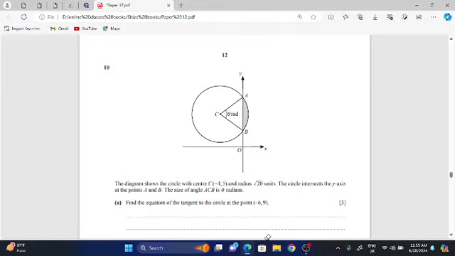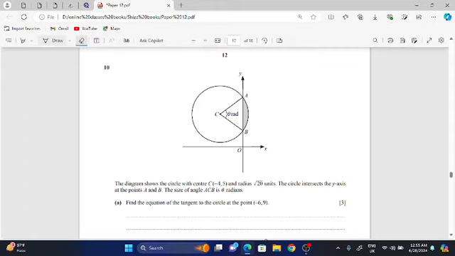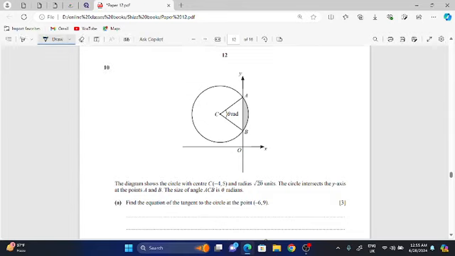Okay, question number 10 says the diagram shows a circle with center (-4, 5) and radius square root of 20 units. The circle intersects the y-axis at the points C and B. The size of the angle is theta radians. Find the equation of the tangent to that circle at the point (-6, 9). So the things that are already known to you, you need to mention.